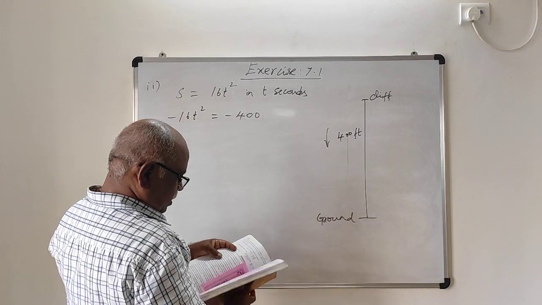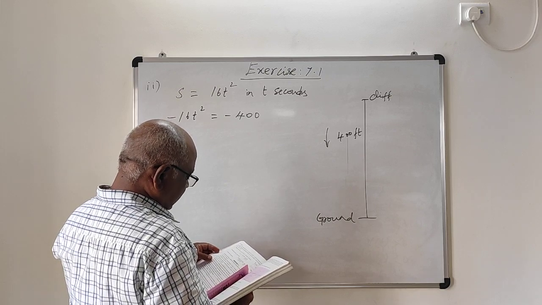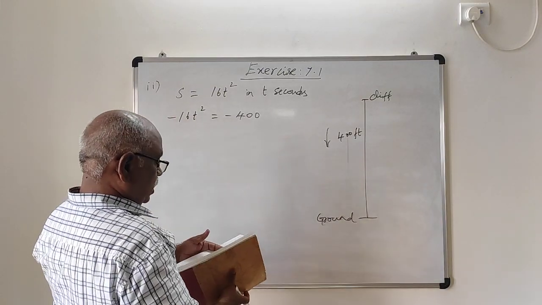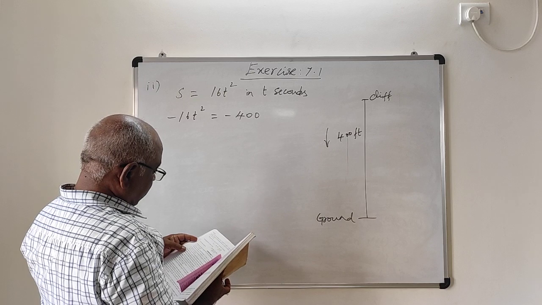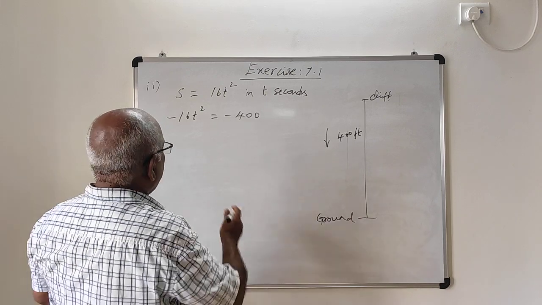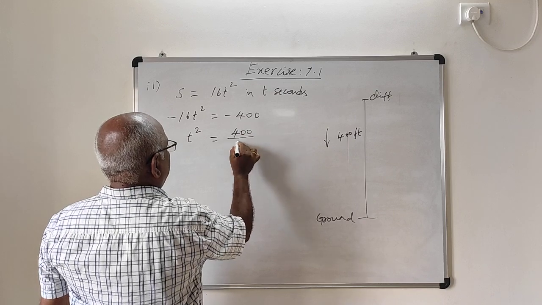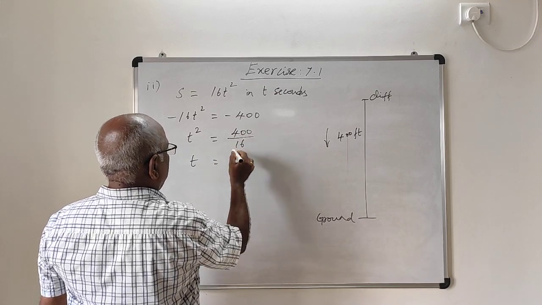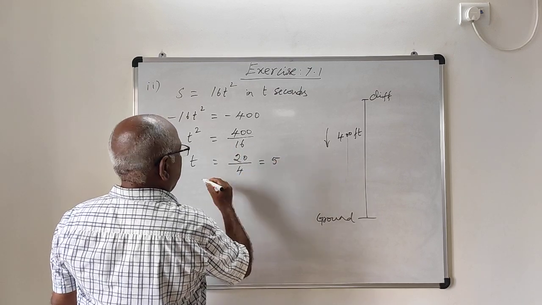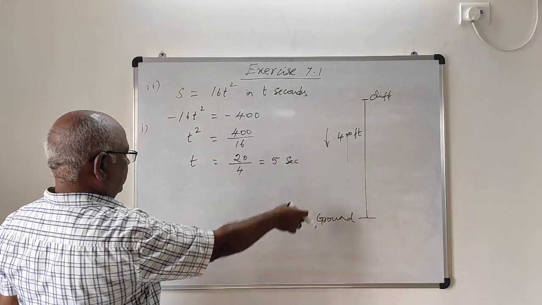From this, what do we get? First problem, first subdivision: how long will it take to fall to the ground? t square equals, from this equation, both are negative terms, 400 by 16. Therefore t equals the square root of 400, which is 20, over the square root of 16, which is 4. That is equal to 5 seconds. So it will take 5 seconds to reach the ground.